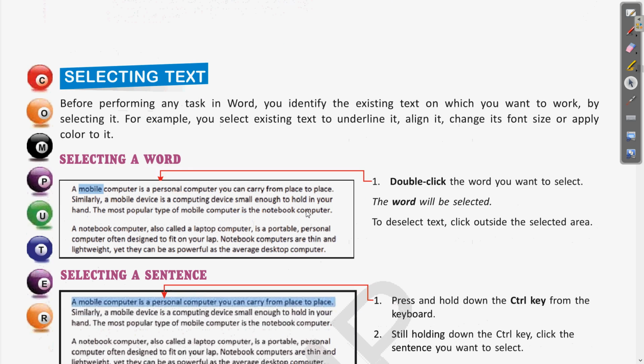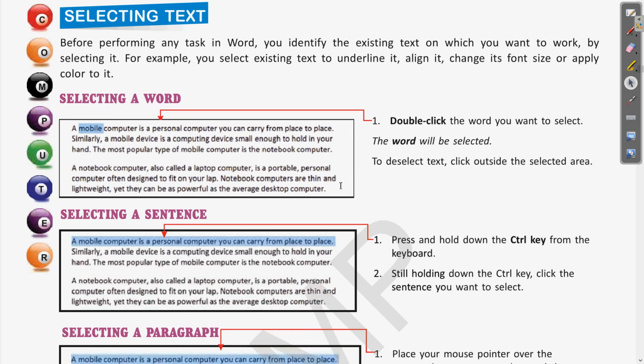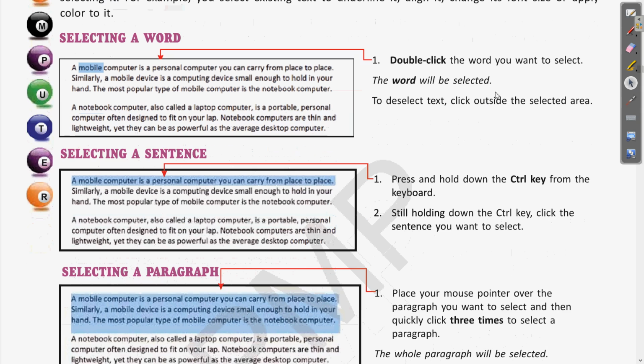Then we have seen how to select the text, how to select a single word. A single word can be selected by double clicking the word. Here you can see that a single word can be selected by using the double click. If you double click on any word, that word will be selected. If you want to select a single sentence, we can press the control key from the keyboard, and then when we click on any word of that sentence, the whole sentence will be selected.